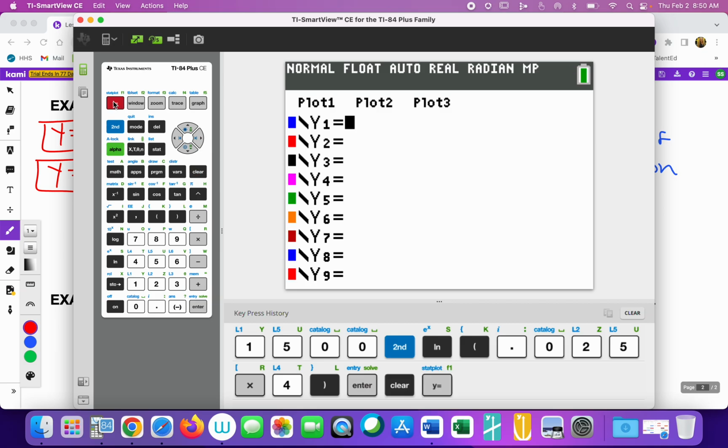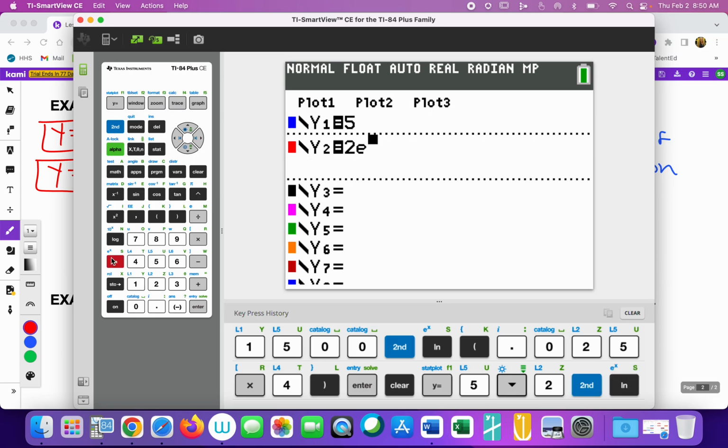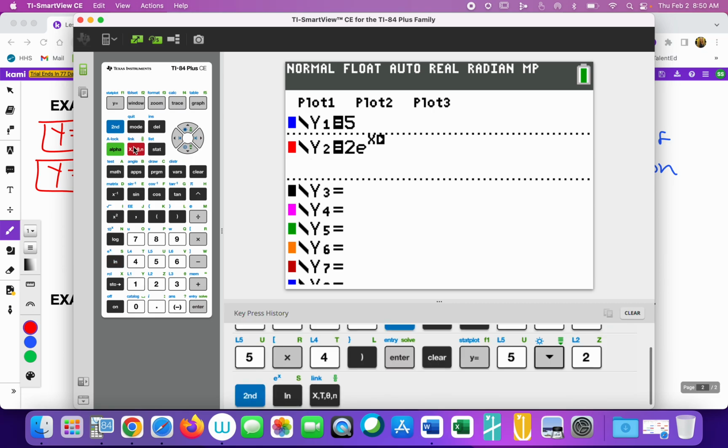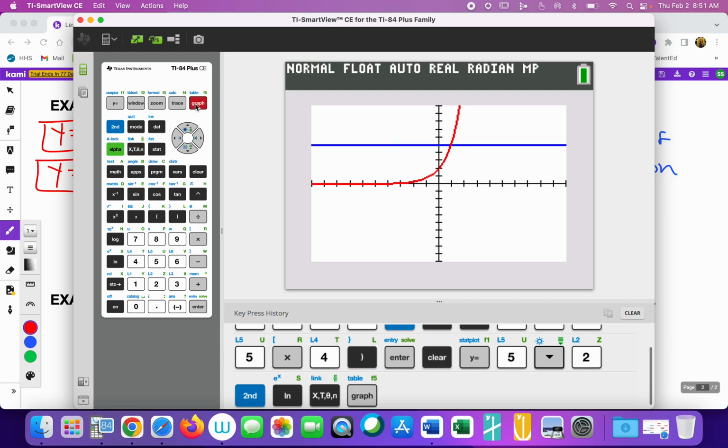So in y equals, one of the lines is a 5, just by itself. And then we have 2 base e to the x power. Okay. It does not matter which one you put first, as long as you have both. Okay. Are we good? For this calculator, when you press the E, it brings up an e and then an arrow and parentheses. The arrow is an exponent. So it's the same thing as that. Yeah, it's just an older software. All right, go ahead and graph it.